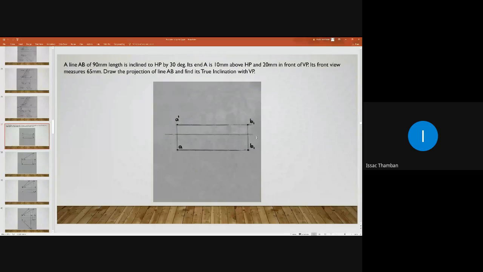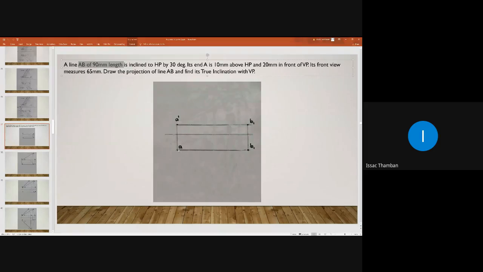So in that particular condition, you can locate B1 here. This distance will be equal to the true length of line AB, which is given, and it is 90 mm. So after leaving 90 mm from the first projector, you can draw the second projector here. This distance must be 90 mm. Then from point A dash, you can draw a horizontal line, intersect the second projector here, and that is B1.